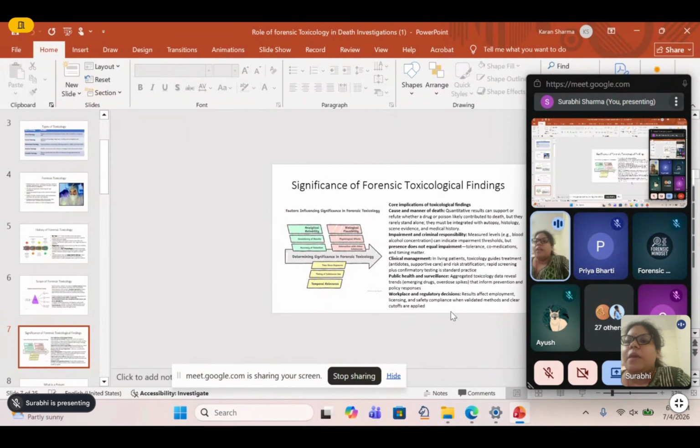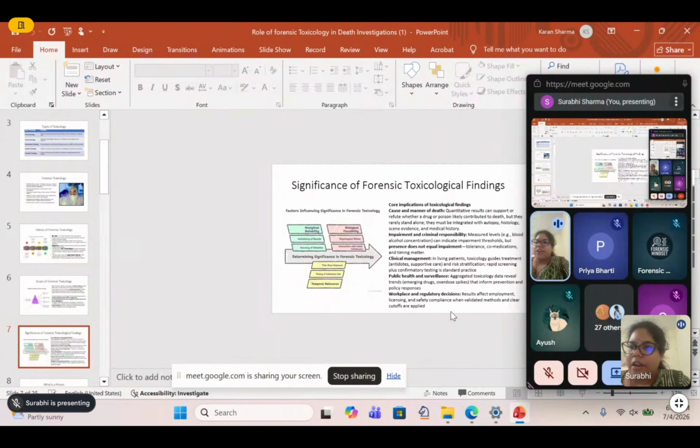Then the second one is impairment and criminal responsibility. To measure levels of blood alcohol concentration, you must have seen many police officials at various checkposts, which tell us about the blood alcohol relationship. They carry instruments known as breath analyzers, and they tell a person to blow into them, which tells what percentage of alcohol the person has consumed, which might be beneficial or fatal for that person. Usually it is used in drunk driving cases.